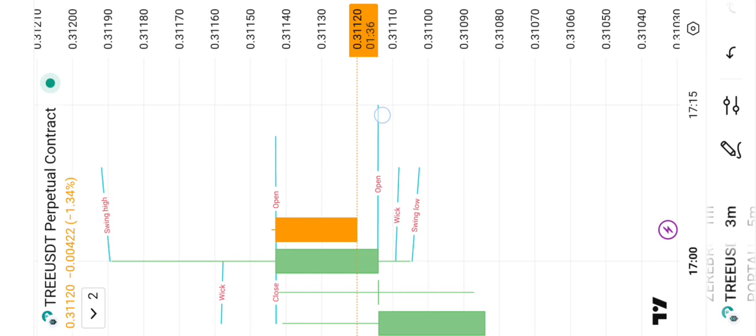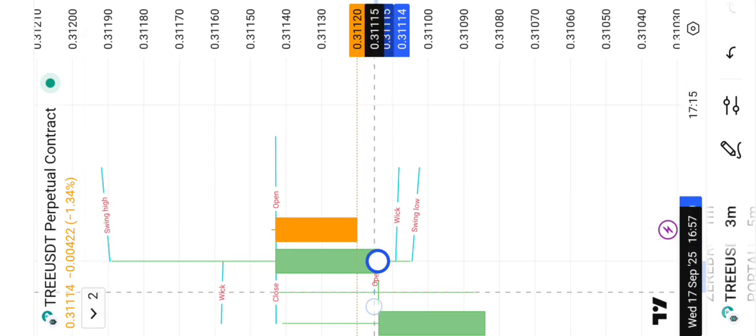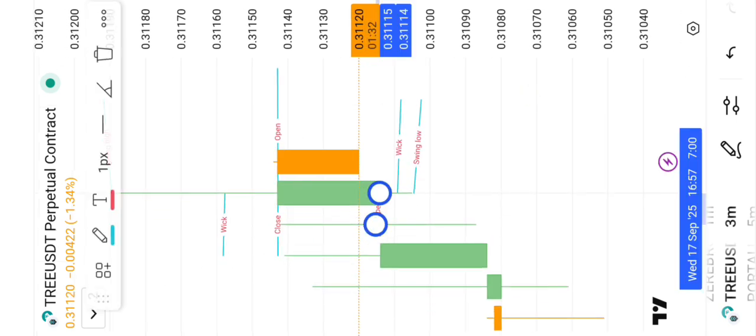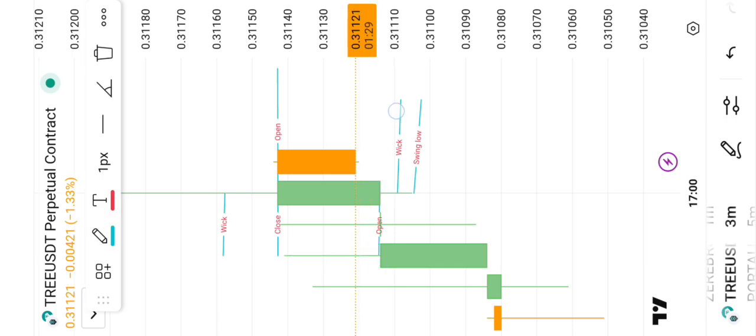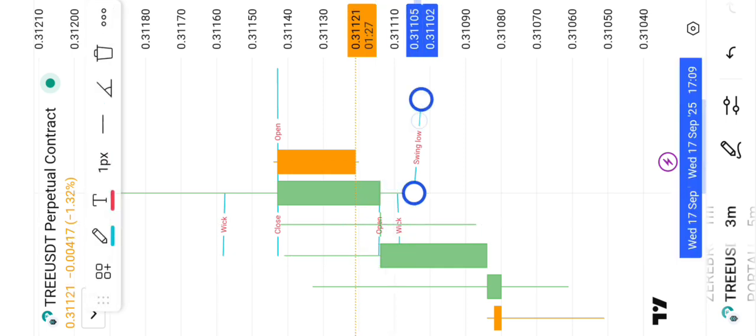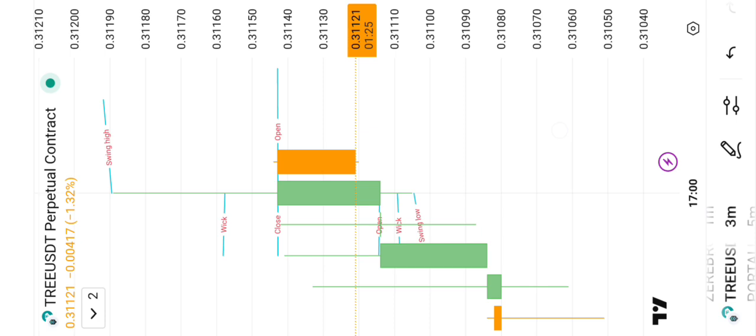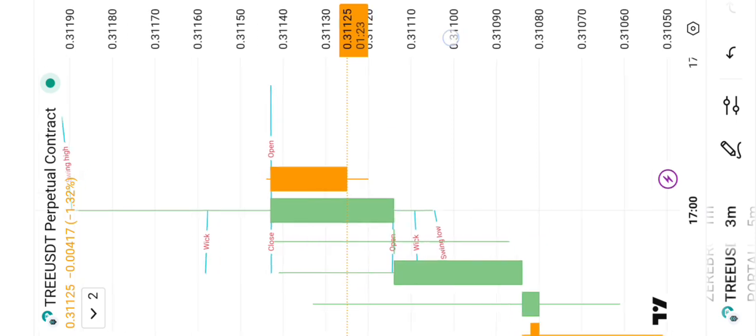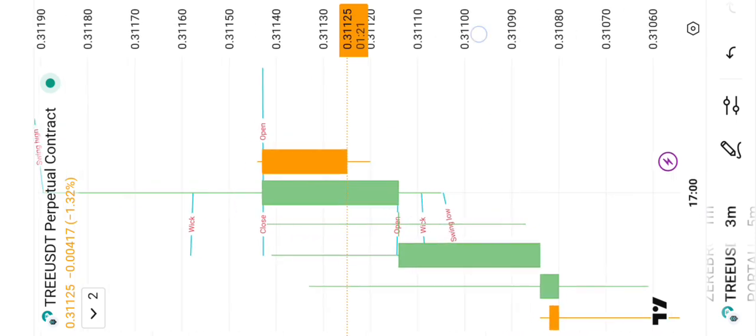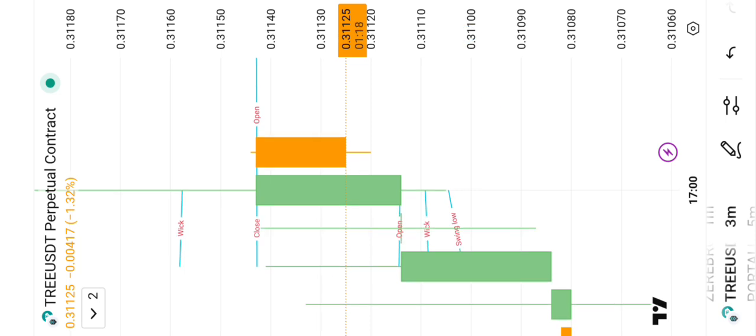Let me move this to the other side so that it will be clearer. This is the open of the bullish candle. This is the wick of the bullish candle. This is the swing low of the bullish candle. Now what is forming now is a bearish candle. You can see that it opens at the top, but a bullish candle opens at the bottom.